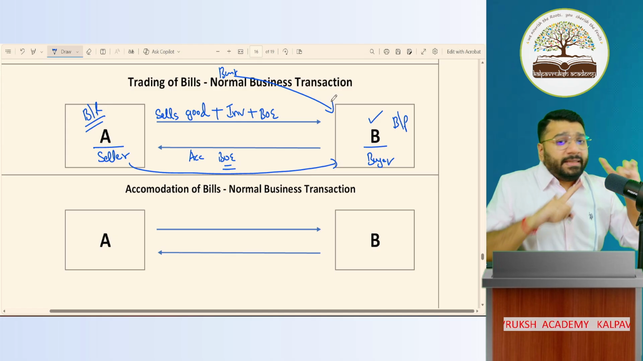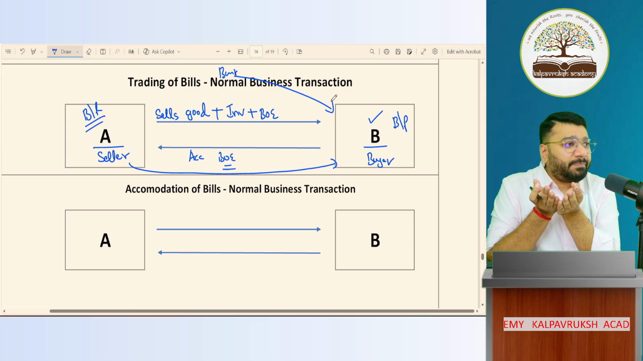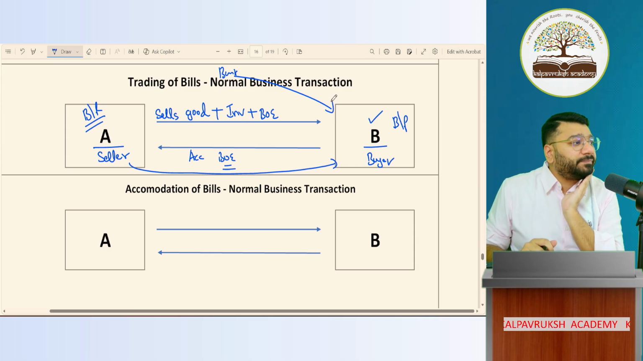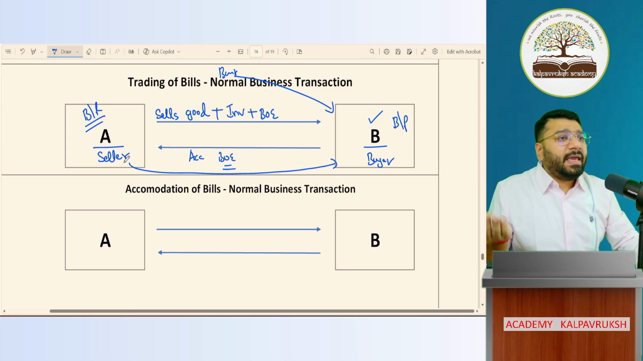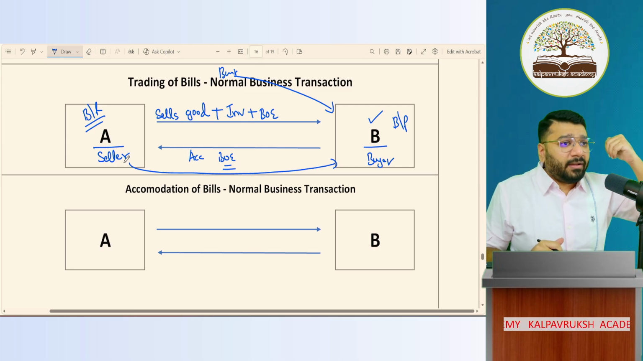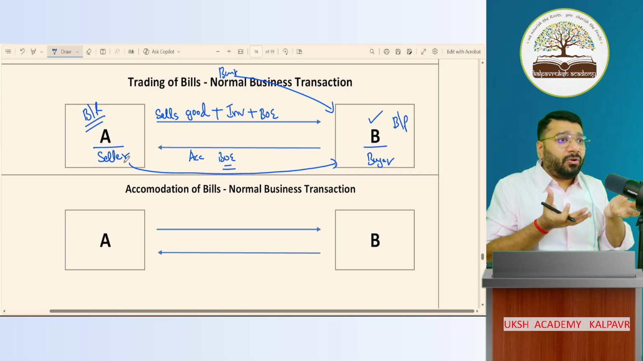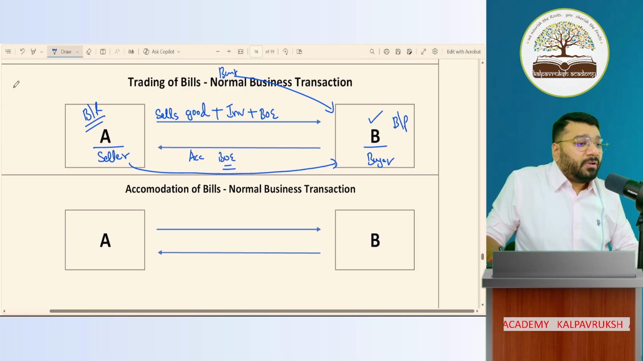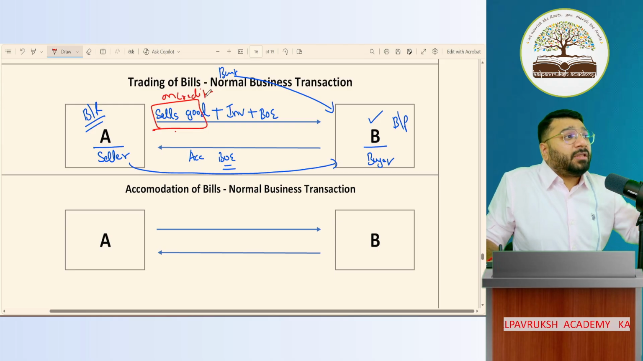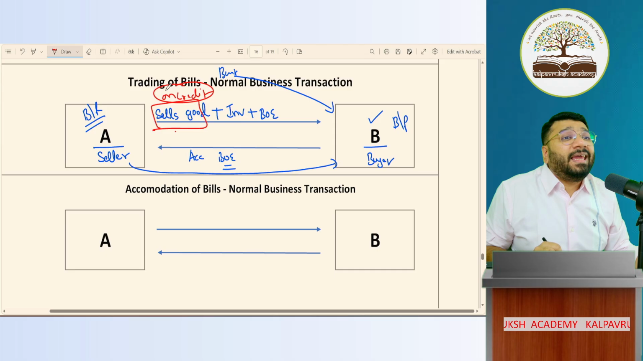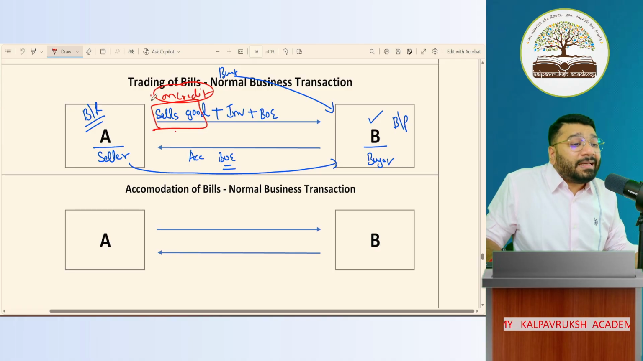Correct? Now, in this entire transaction, I'm talking about the second part, the bill discounting part. In this aspect, what is the main underlying transaction of the business? What is the main intention behind the business? A sold the goods to B, then B accepted the bill, then A got the bill discounted from the bank. On the maturity date, the buyer made the payment to the banker. So many things happened, no? All this happened because of goods sold on credit. So can I say the root cause of all this drama is credit sale?